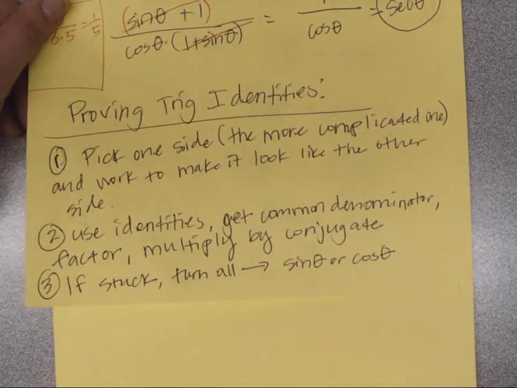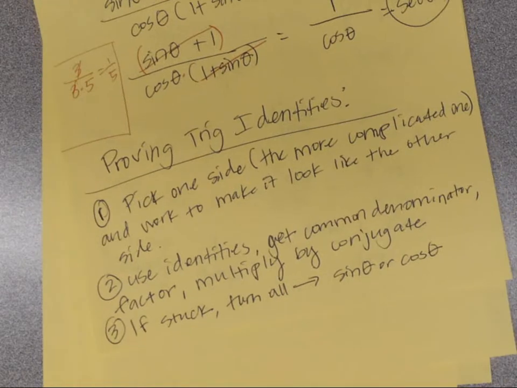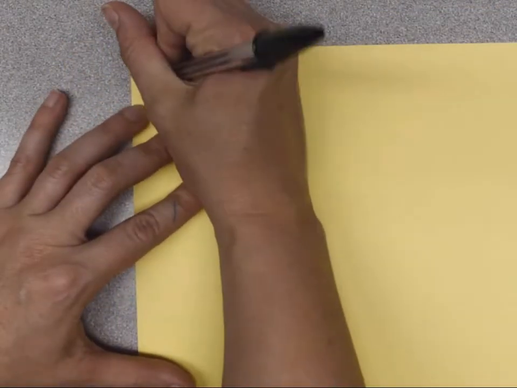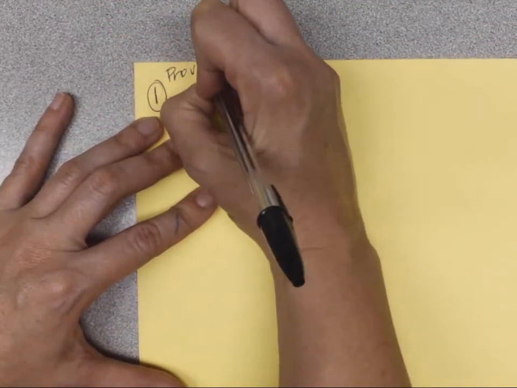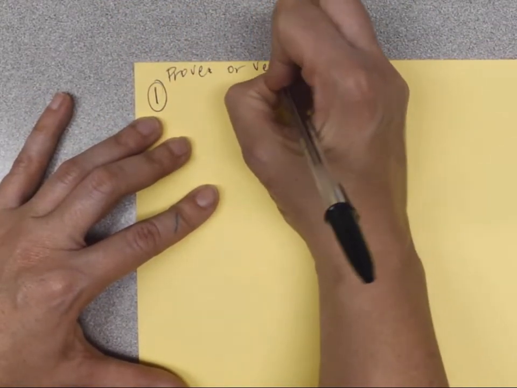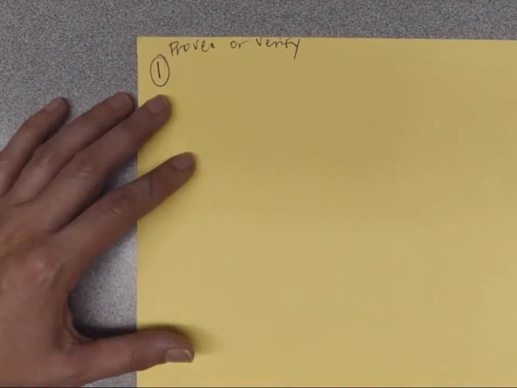Okay, so we are going to do a few of these problems. I think I only have 3 that we're going to do in this video, and then I will make another video with extra examples if you feel like you need more examples. Okay, so the first identity that we're going to prove, your instructions will either say to prove or to verify. So prove or verify are the 2 instructions.